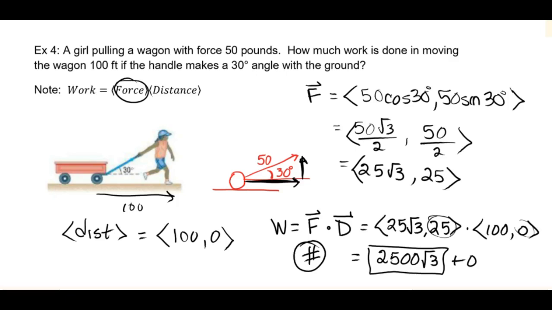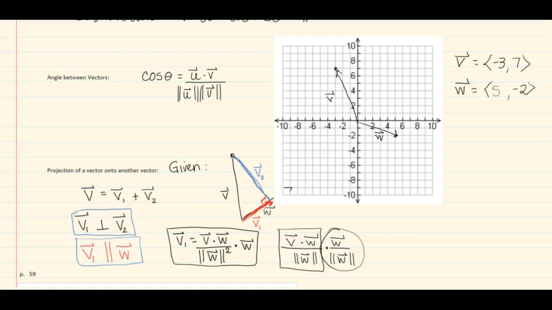So I'm going to go back to the very first page. I think we have some extra room there, and do another example about projection. So let's say we have vector V and we want to project it onto W. What that means is that we're going to make components of vector V such that one of them is parallel to W and the other one is perpendicular to W. The one that's parallel, that's this one down here, we're going to call V1, and the one that's perpendicular, we're going to call V2.